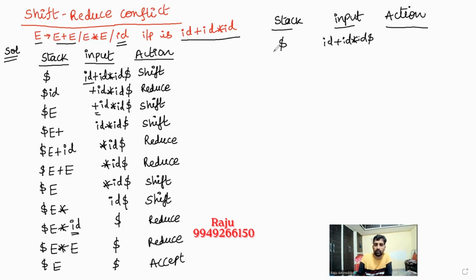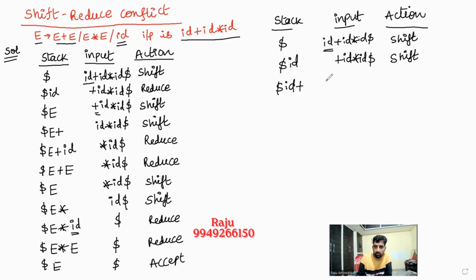Initially dollar is there. This ID will be sent to the stack and the remaining values are plus ID star ID dollar. Whenever you send ID from the input, this is called shift. Next, dollar ID. This plus will be moved onto the stack, so we are shifting this one. This is called shift.